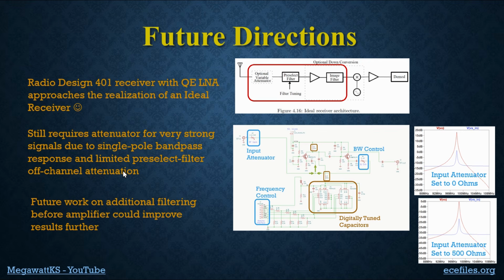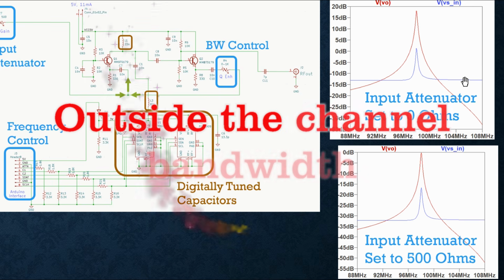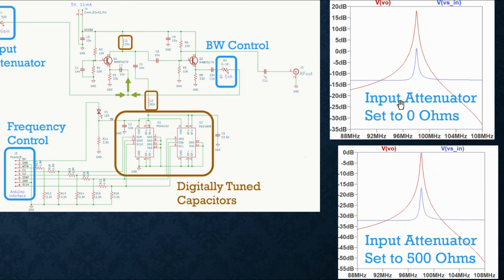What does that mean? Well, let me take a look at these graphs on the right. The red curve is the gain to the output, so to here. The blue curve is the gain to the input of this transistor. And you can see that with the attenuator set to 0 ohms, i.e. no attenuation, we only have about 12 or 13 dB of attenuation. That's why this thing is only a factor of 10 better in power consumption.